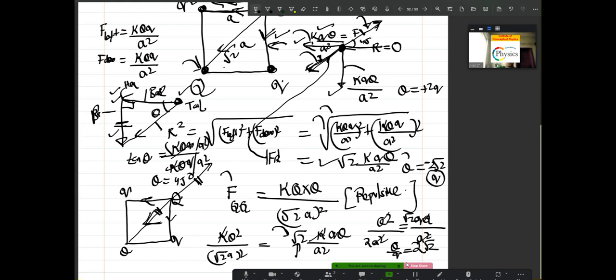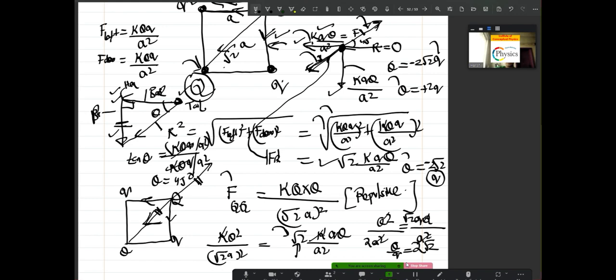Just getting the answer Q is equal to 2 root 2 Q was not enough because it doesn't give you enough information about attraction and repulsion. I know the other two charges wanted to attract it. So as compared to this charge, Q is negative, and therefore I've chosen this as a choice.